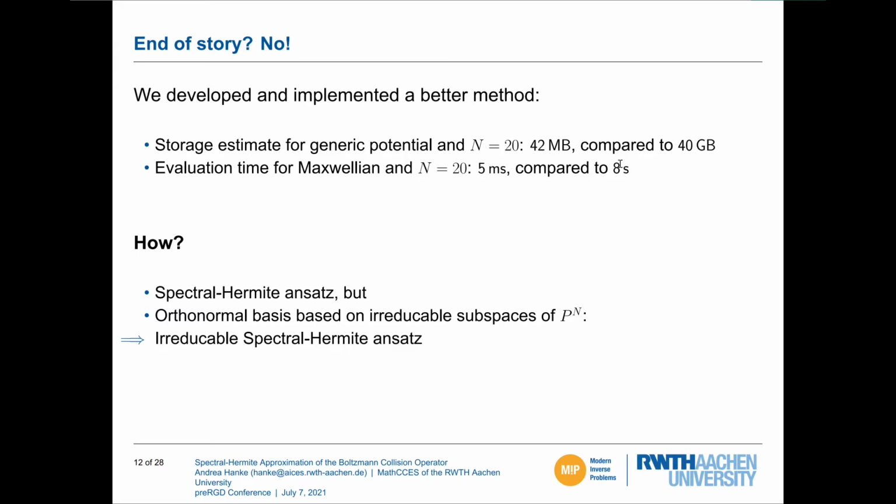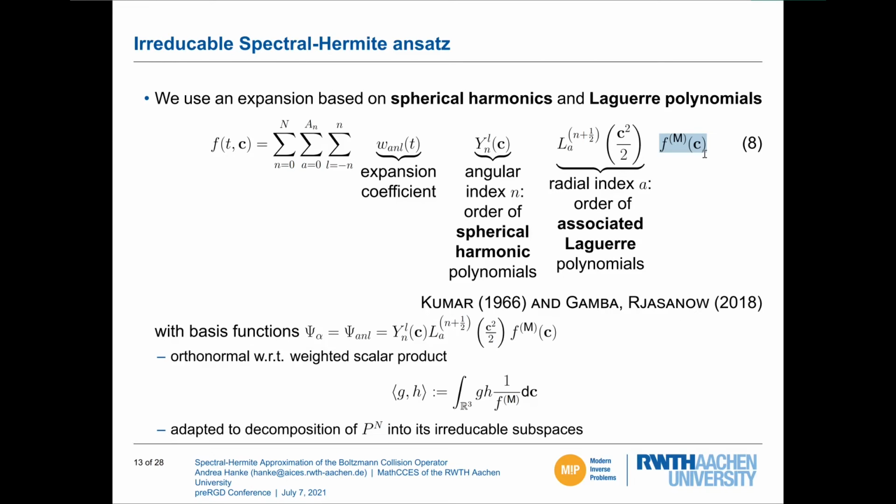And the answer is we use the spectral Hermite ansatz, but we use a different basis set. Our orthonormal basis is based on the irreducible subspaces of our polynomial approximation space. And because of that, we decided to call our ansatz the irreducible spectral Hermite ansatz. We use an expansion based on spherical harmonics and Laguerre polynomials.